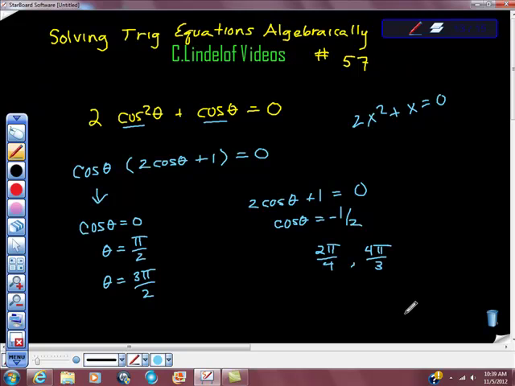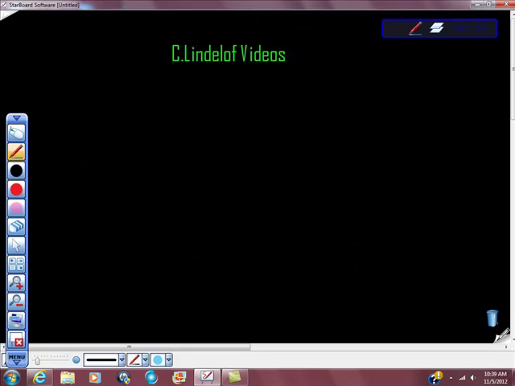All right? I hope this was really helpful for you. Let's just do one more real quick. Here's another one. We have sine squared theta minus 1 is equal to 0.